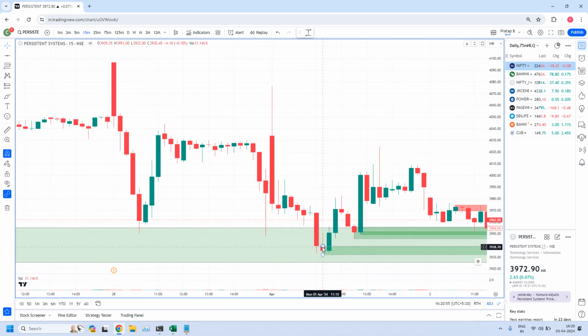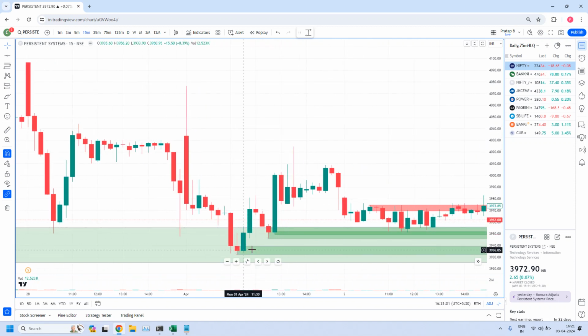The reason is this is the one we drew earlier, and later on again this is created. Maybe somehow I missed it. I have drawn rally, drop, base, rally, and this I missed totally.